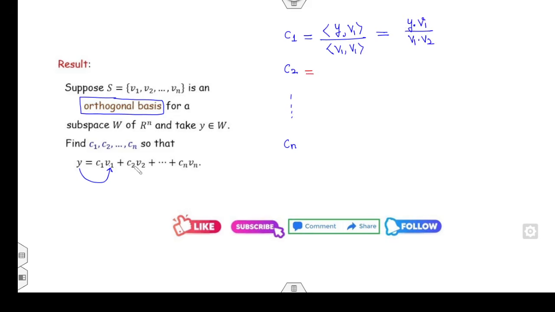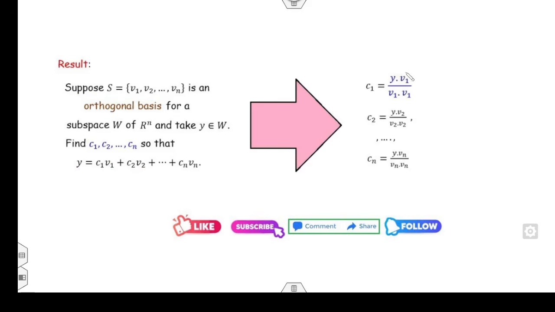Similarly, how can you write C2? Y with V2 divided by V2, V2, and so on. If you have the standard inner product, you can write it in terms of dot. If you have a general inner product, you can write it in terms of that inner product. But make sure this result is applicable only if you have orthogonal vectors, otherwise not.